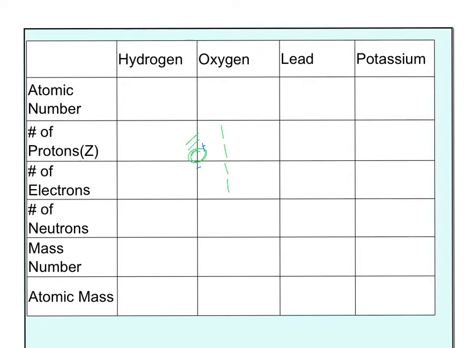Mass number, if you recall, is the protons plus the neutrons. So in this case, it would be 2. And atomic mass is that number on the periodic table. So to the 100th place for hydrogen is 1.01.